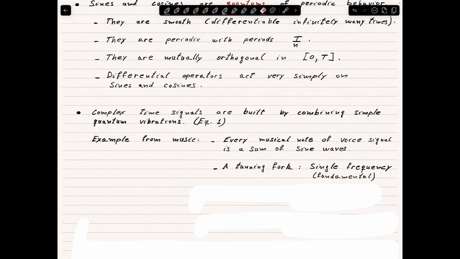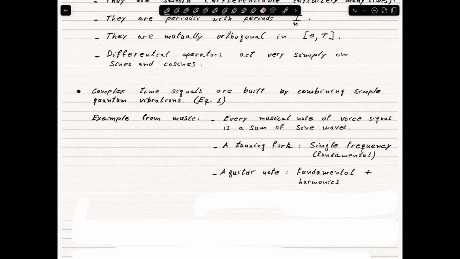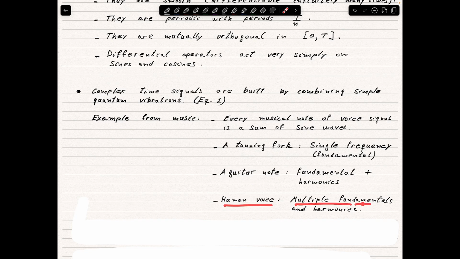For example, a tuning fork. A tuning fork gives a single frequency. We can call it a single note, a fundamental frequency. Then if you have a guitar and you pluck a string, you're going to have the fundamental frequency and several harmonics vibrating at the same time. In other instruments, or in the human voice, you have multiple fundamentals with multiple harmonics, and everything combined is what we call music.